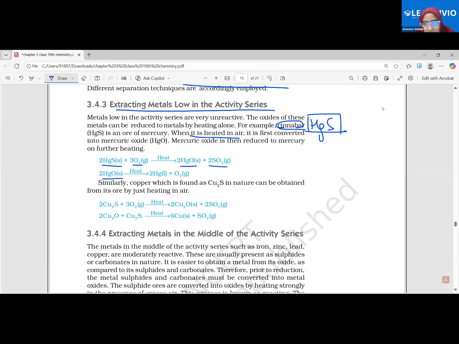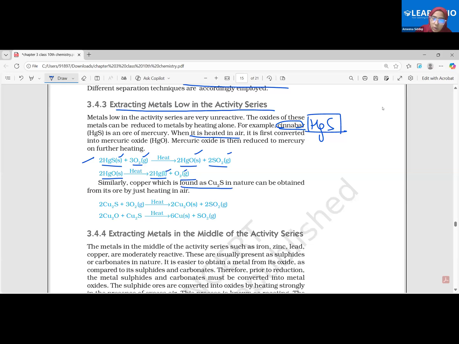Then we can reduce this simply by heating. Why? We don't need any carbon here because this is a very less reactive metal. So we don't need the reducing agent, right? So mercury plus oxygen. Is it clear? You should know these reactions very clearly, including the states here: solid, gaseous, liquid, gaseous. All of these are very important.